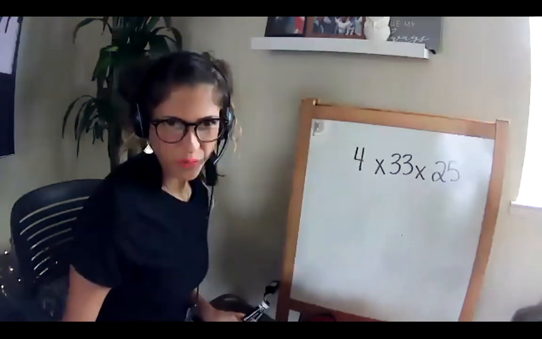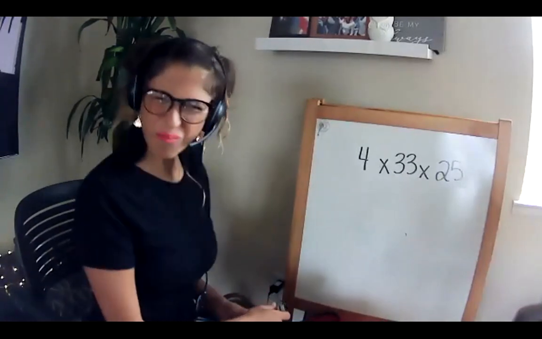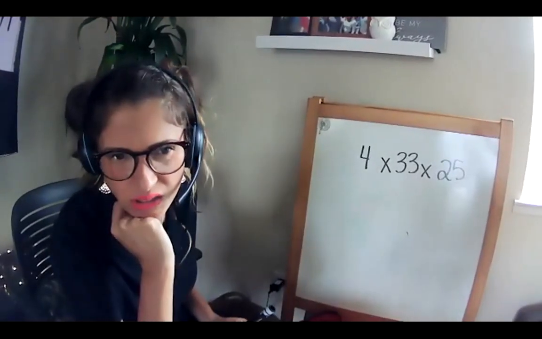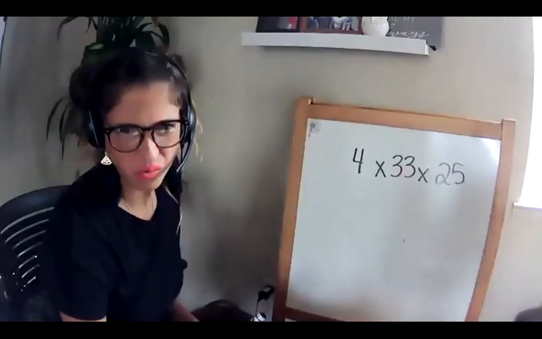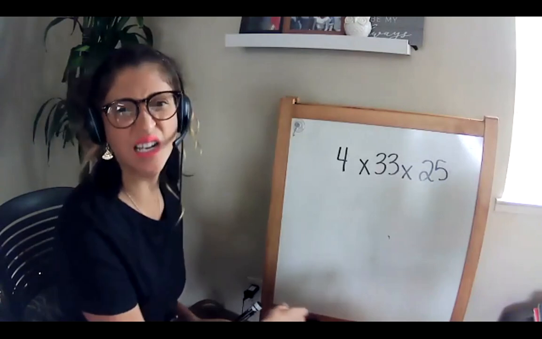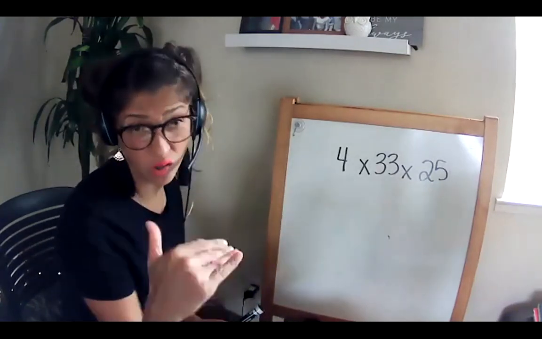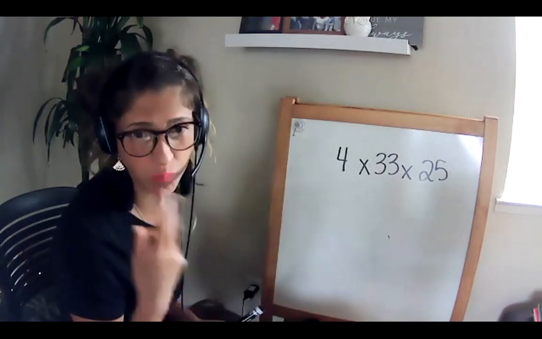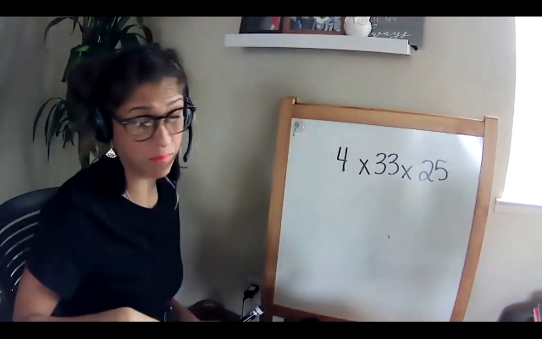What do we have to do here? What property should I use? Because this is a little confusing to me. Associative? I can't do 4 times 33 or 25 times 33 quickly in my head. And the whole goal for all of this with using our properties is that we can do mental math and multiply on the fly without having to do all of these steps and procedures.